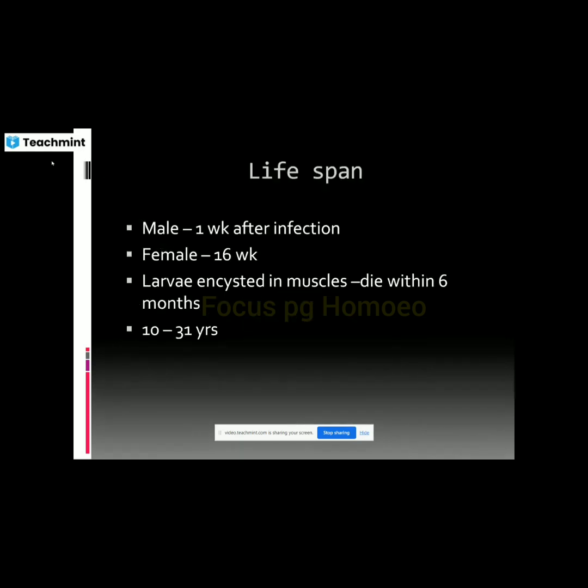Lifespan: the male worm will die about a week after infection. The female worm will live for 16 weeks. Larvae encysted in the muscles will die within 6 months. Sometimes the lifespan will extend to 10 to 31 years.